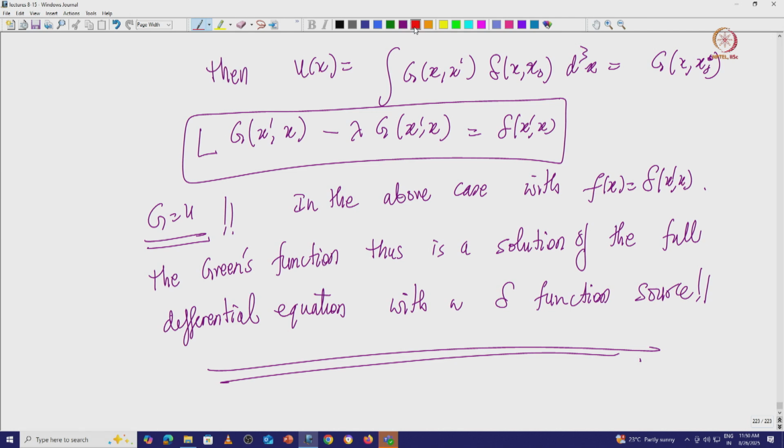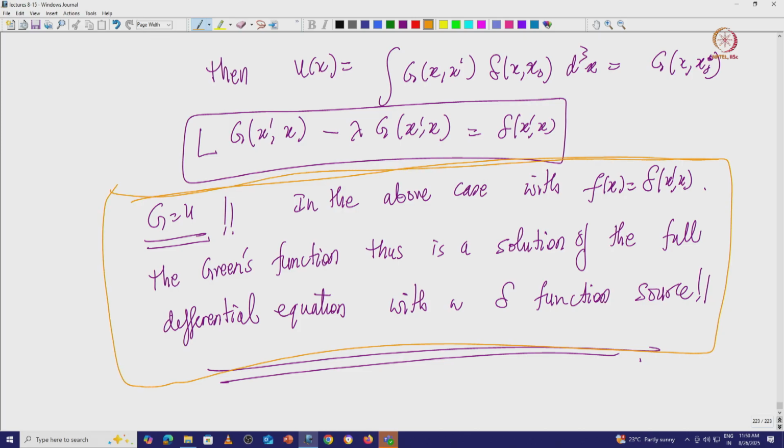Thus we had two important conditions, that the Green's function is the solution of the full differential equation with a delta function source. Okay, this is the important point essentially. This is what we will use to find the Green's function solutions.